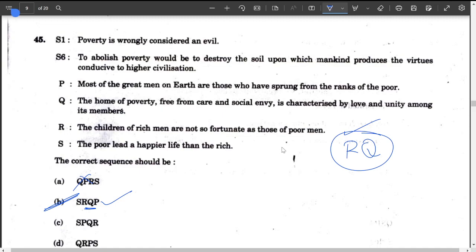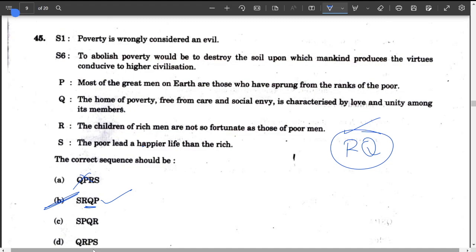So this is a shortcut you have to use, okay. Look at this. Poverty is wrongly considered an evil. The poor led a happier life than the rich. Okay. How? The children of the rich man are not so fortunate as those of poor men. The home of poverty, free from care and social envy, is characterized by love and unity among its members. Most of the great men on earth are those who have sprung from the ranks of the poor. Now, to abolish poverty would be to destroy the soil upon which man can produce the virtues conducive to higher civilization. It can be used meaningfully. Next.